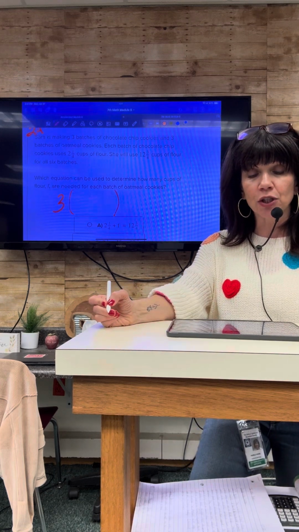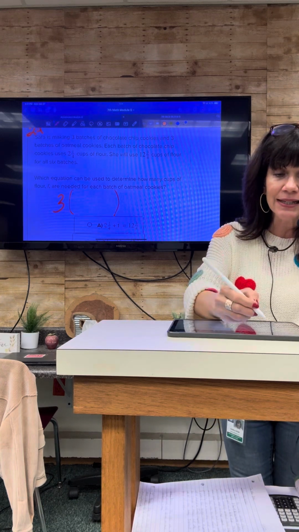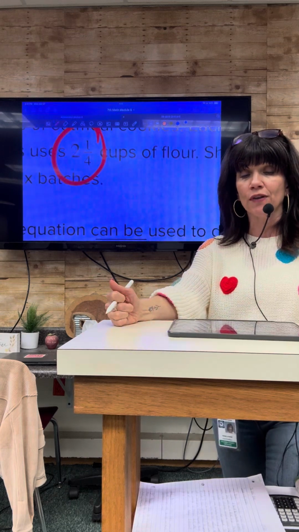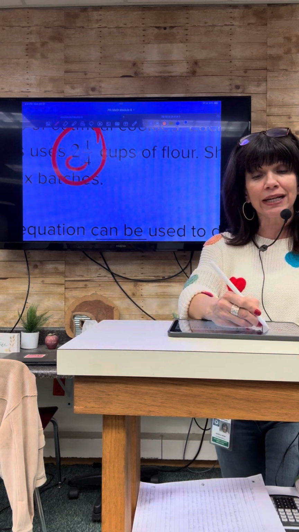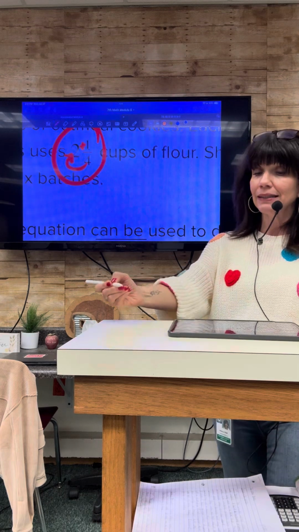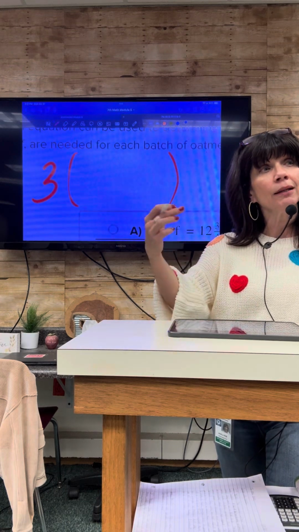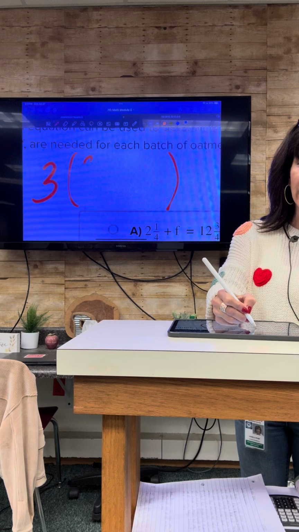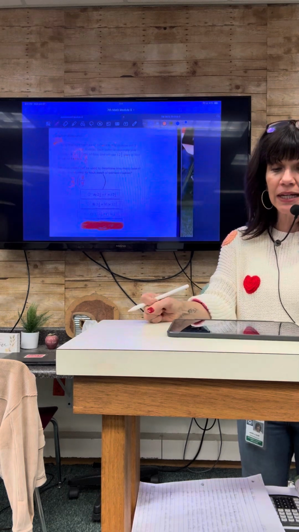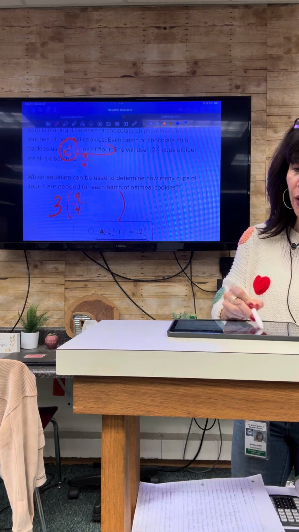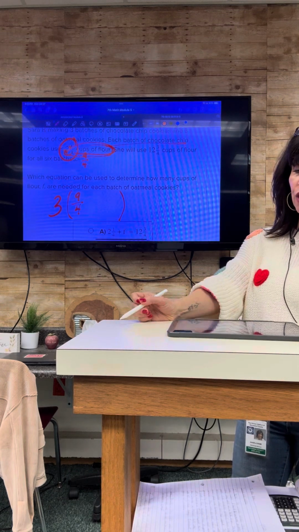Each batch of chocolate chip cookies uses 2 1/4 cups of flour. I would like to rewrite this as an improper fraction. How can I rewrite 2 1/4 as an improper fraction? 4 times 2 is 8, plus 1 is 9. So I will write 9/4. Now where will I place this? Inside my parentheses. So please write 9/4, because it represents 9/4 cups of flour for each batch of the chocolate chip cookies.